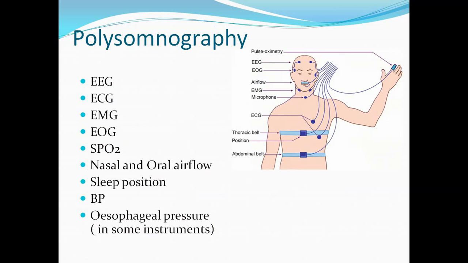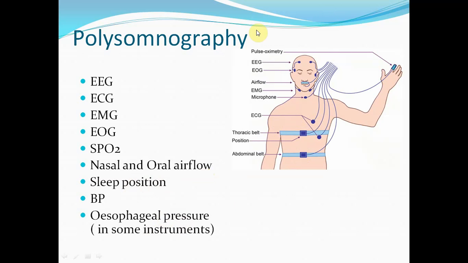So, what is this polysomnography? Poly means many, somno means sleep, graphy means recording. So, during sleep, certain vitals are recorded like EEG, electroencephalogram, electrocardiogram, electromyogram, electrooculogram, saturation of oxygen, nasal and oral airflow, sleep position, blood pressure, and in some instruments even the esophageal pressure.